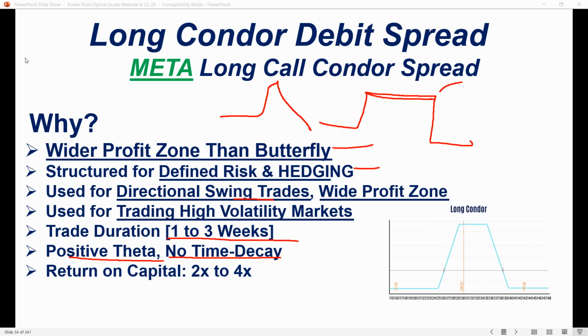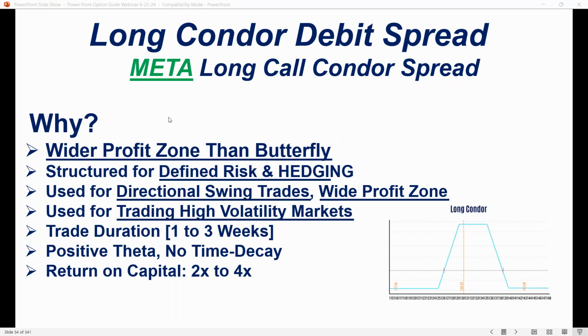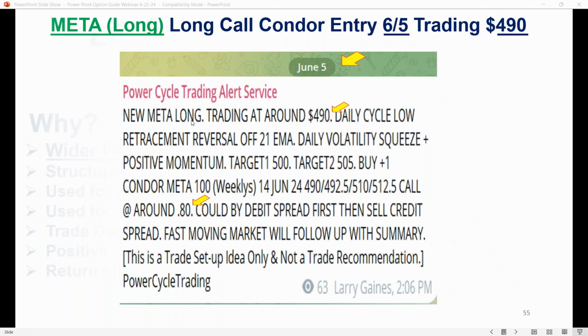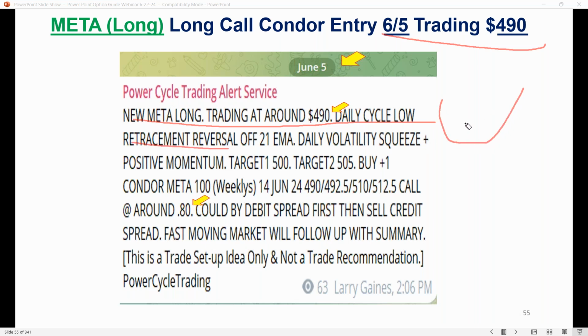So really great structure. Here's the one that we did on Meta. This was back on the 5th of June. We set this up. Meta was trading at 490. We did a daily; this had a daily cycle low retracement reversal. So it came down to a moving average and was retracing off that. So we wanted to keep the volatility. It also had what we call a volatility squeeze, positive momentum.